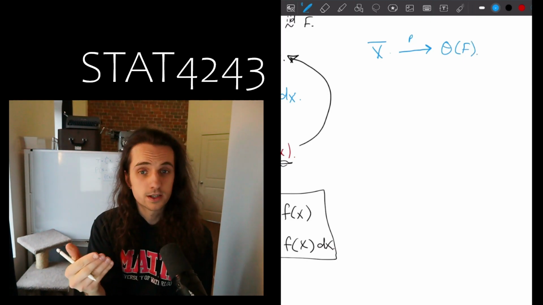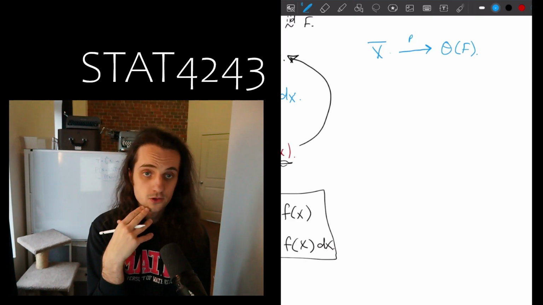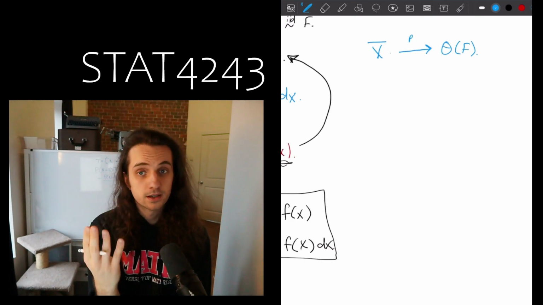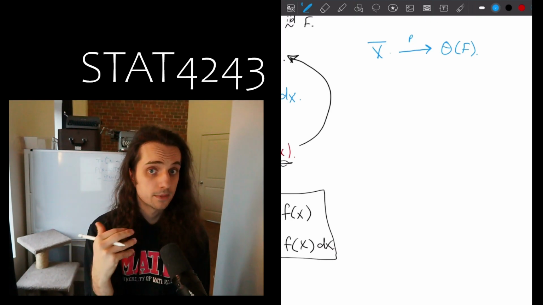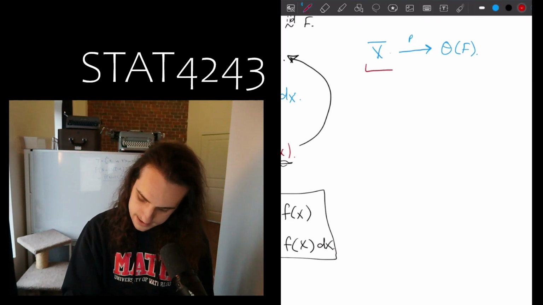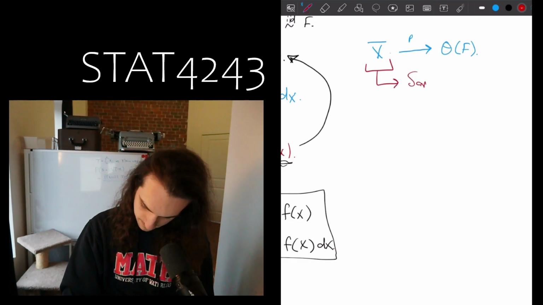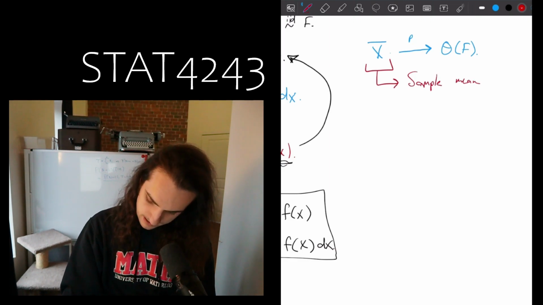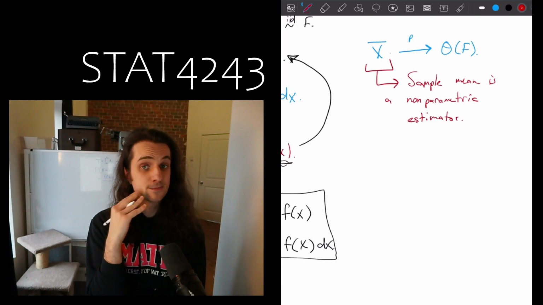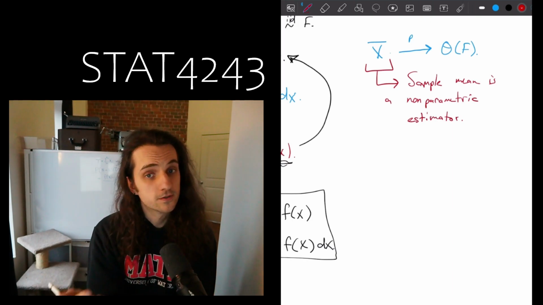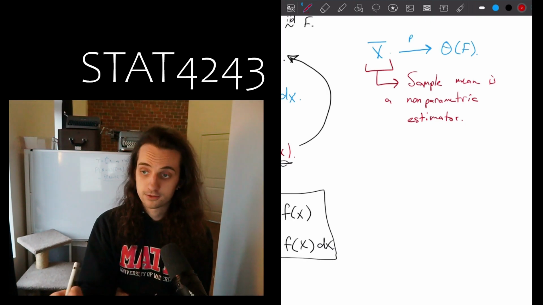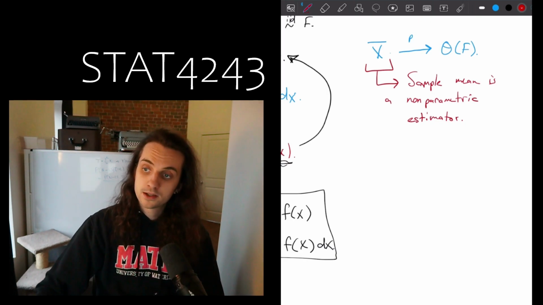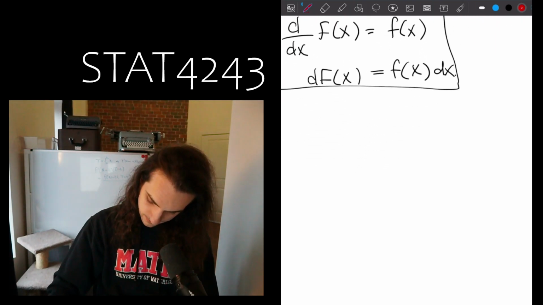It doesn't matter what your distribution is, assuming that your expectation actually exists, well then your sample mean is always going to converge to that mean value, right? And so what we can say is that the sample mean is a nonparametric estimator. The reason that we say that is because we do not need to make an assumption about the distribution of the data in order for the sample mean to be valid for us.